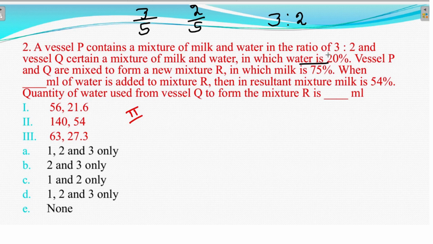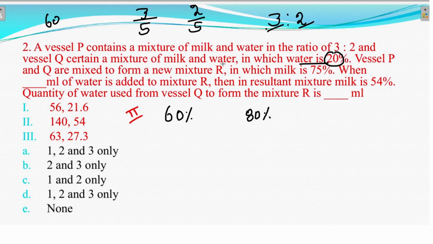Now I will take milk and water here. 3 by 2 means I can take it as 60% and 40%. 3 by 5 is 60%, 2 by 5 is 40%. I will take milk. From vessel P, I will take 60% milk. In vessel Q, 20% is water, which means 80% will be milk. From vessel P and vessel Q, I will take 60% and 80%. I hope everyone understands. Because the ratio is 3:2, the total 100% is equal to 5 parts. Then 1 part is equal to 20%, 2 parts is equal to 40%, 3 parts is equal to 60%.